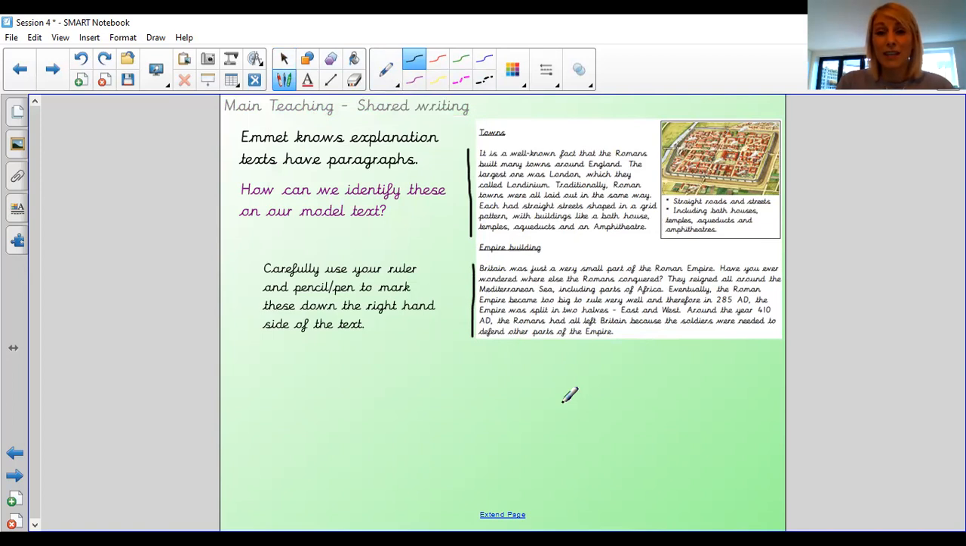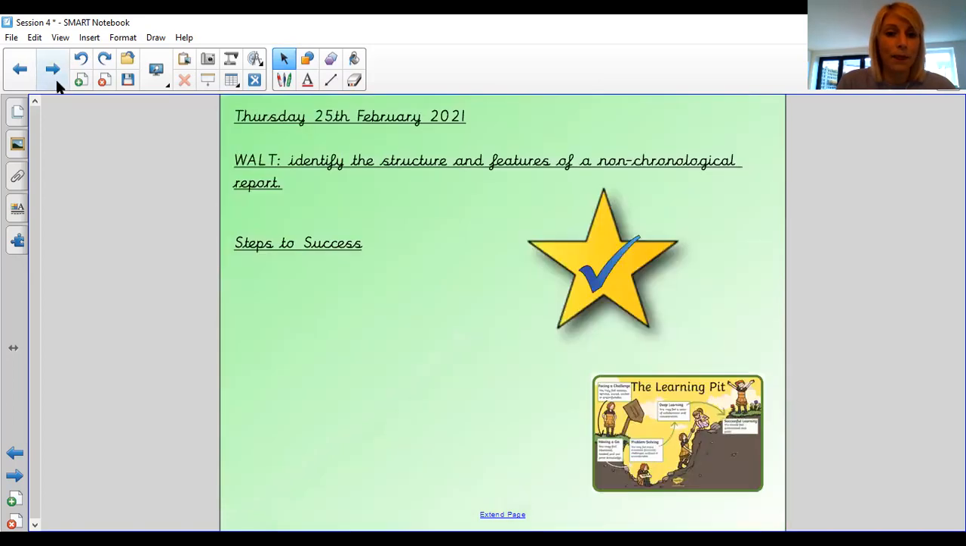We're working on paragraphs, so it is important to try to show your understanding of that on your feature identification today, okay? So when you've finished highlighting the features, try to show me the paragraphs with a ruler and pen or pencil. So just a reminder, we are identifying the structure and features of a non-chronological report. I wonder if you've got any tips now that would help me be successful today. What do you think our steps to success should be? How can I make sure that I identify the structure and features really well in my text today?